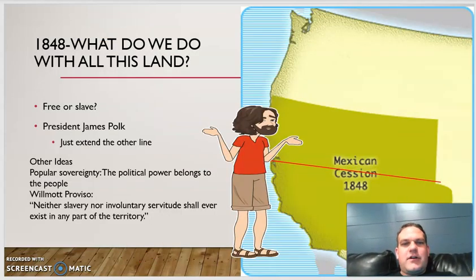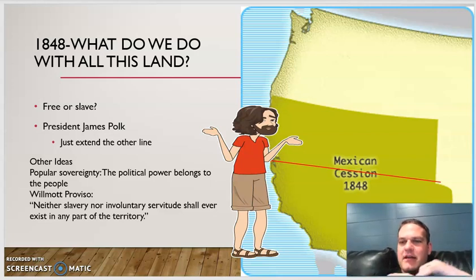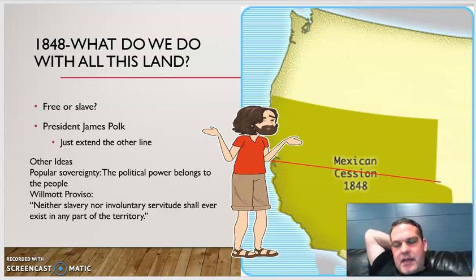All right. So we've gone through all this stuff, and we've caught up to 1848. In 1848, we won all this land for the Mexican cession. Now what do we do with that? We could continue the line, according to James Polk, and just keep everything there.